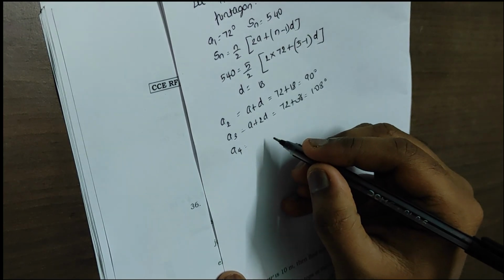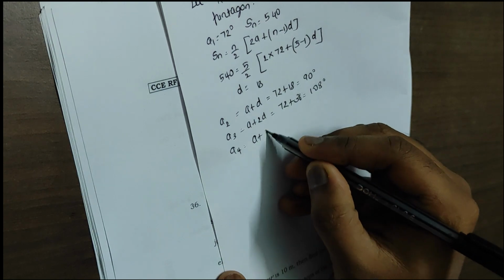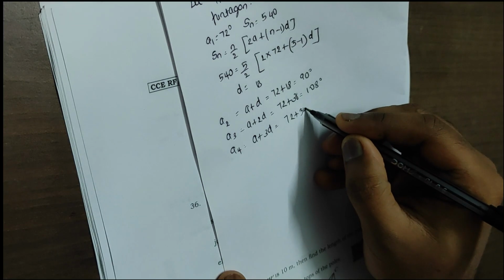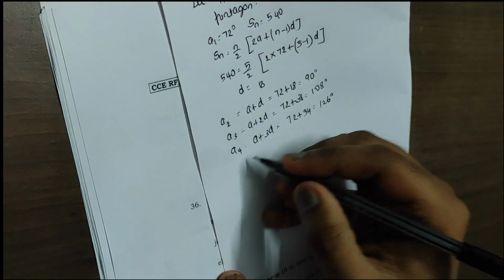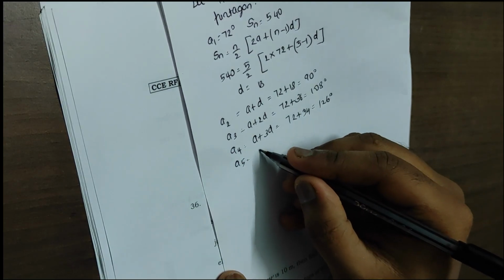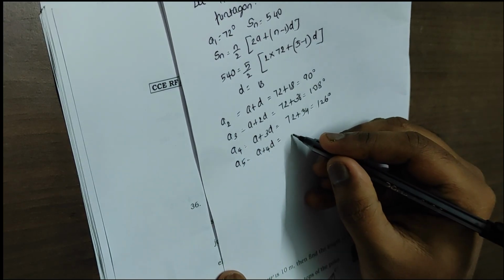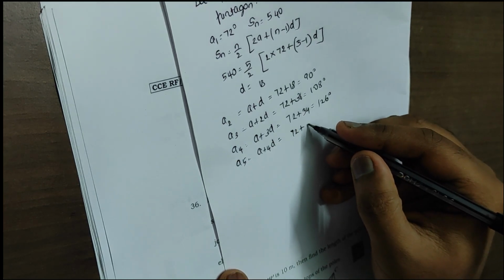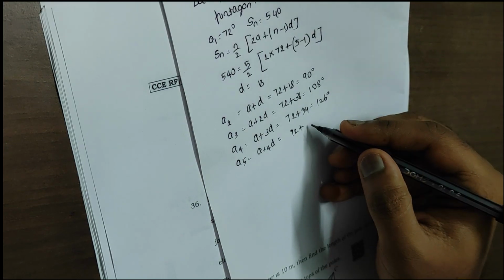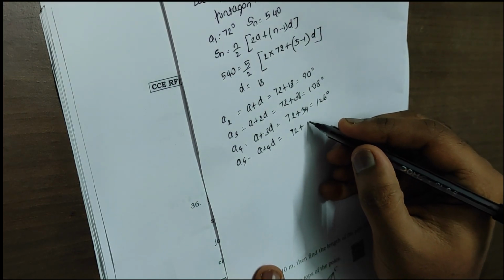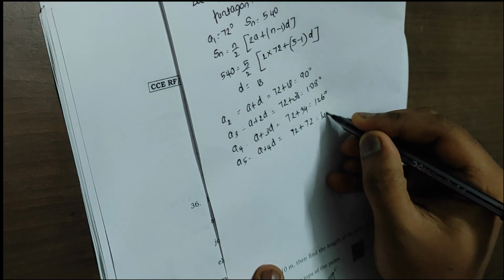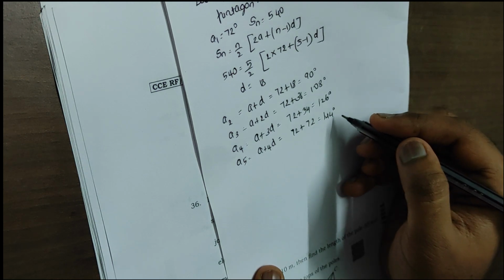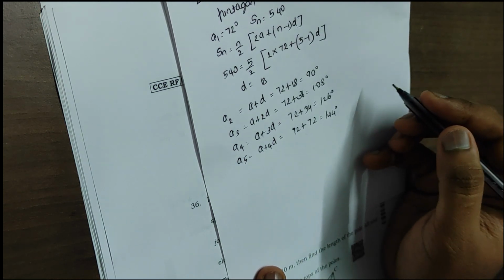A4 is a plus 3d, that is 72 plus 54, that is 126 degrees. A5 is a plus 4d, that is 72 plus 72, that is 144 degrees. Now we got all the values for A1, A2, A3, A4 and A5. That itself is the solution.